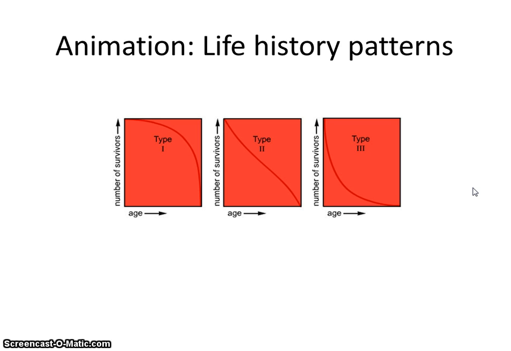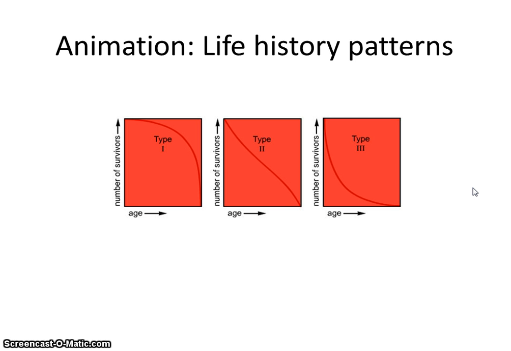Life history patterns. These are fun. This is basically, we'll talk about this when we get to human demography too. This is looking at when do we think you're gonna die. A type 1 life history pattern is typical for humans. What we see is that most of our population survives, so percent or number of survivors on the left-hand side. Most of the population survives until middle age and beyond, and that's when you start to see an increase in death rates or a decrease in population.